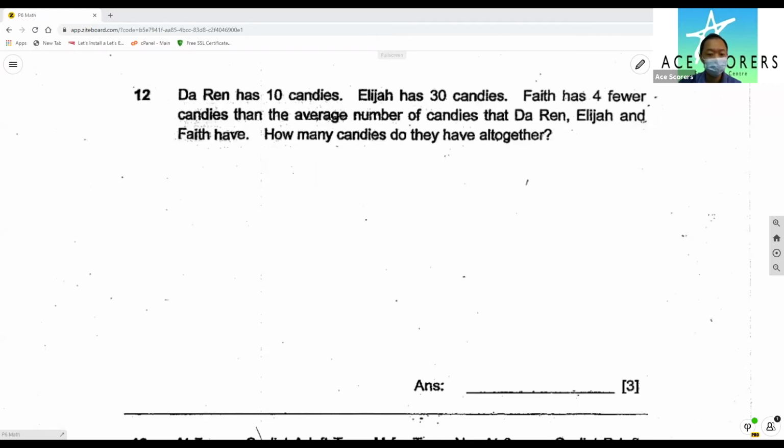This one could be another weird question, yeah? Someone has 10. Big one. Has 10. Elijah has 30.